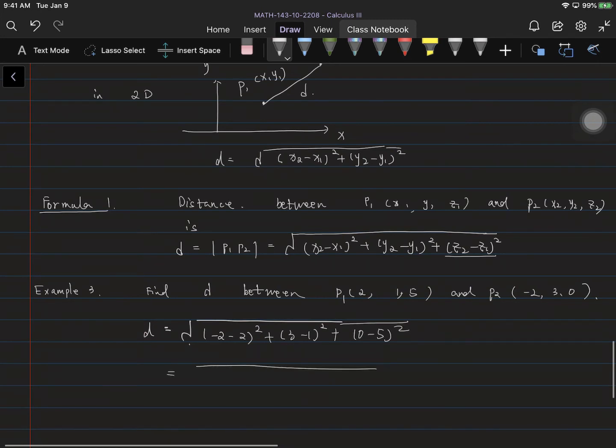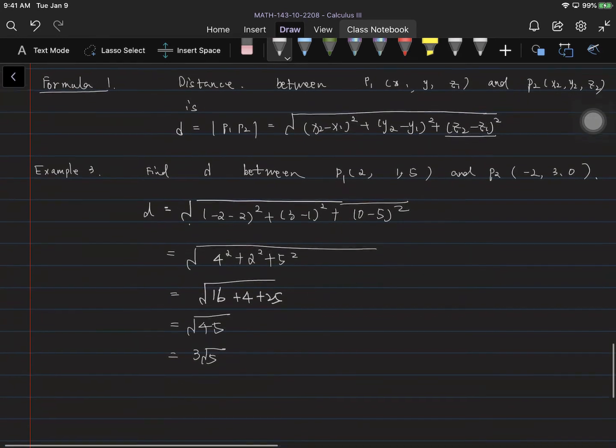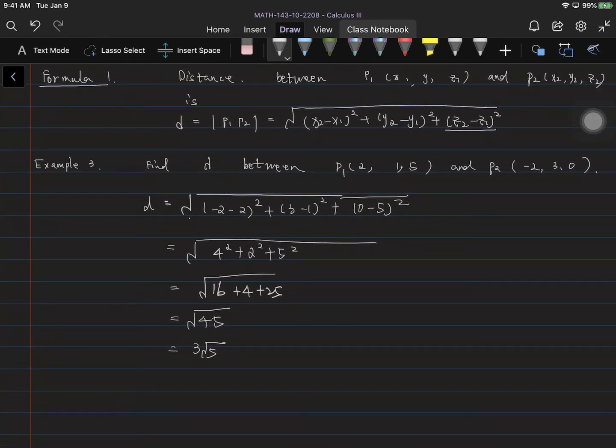So this equals 4 squared plus 2 squared plus 5 squared. After we simplify, this is 16 plus 4 plus 25, so it should be root of 45. If we simplify this one, you don't have to, but I like to give a simplified answer. 45 is 9 times 5, so take the 9 out, it becomes 3, 3 root 5. That's the answer. Okay, and try this one.